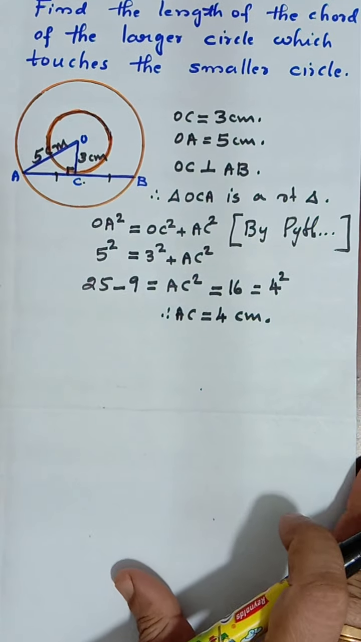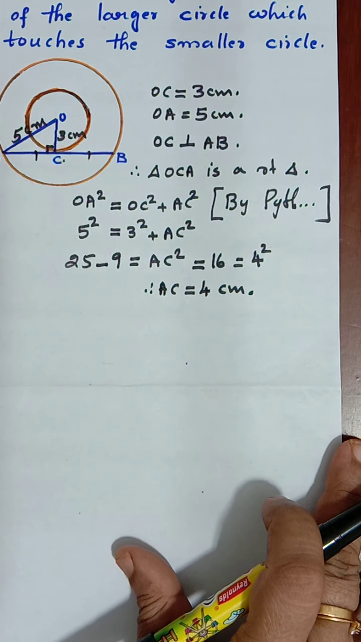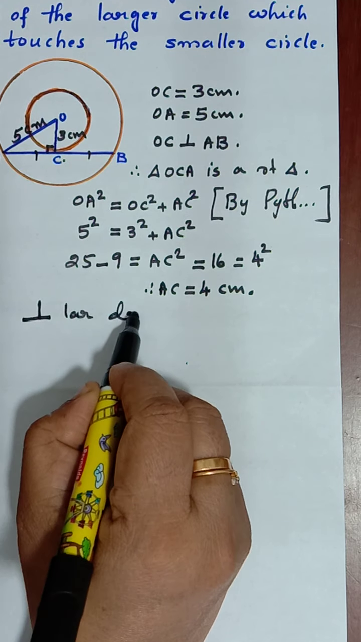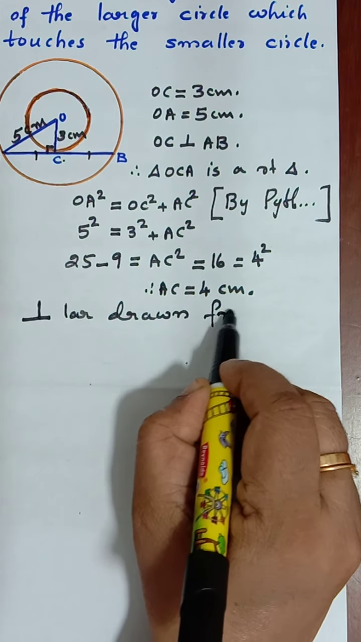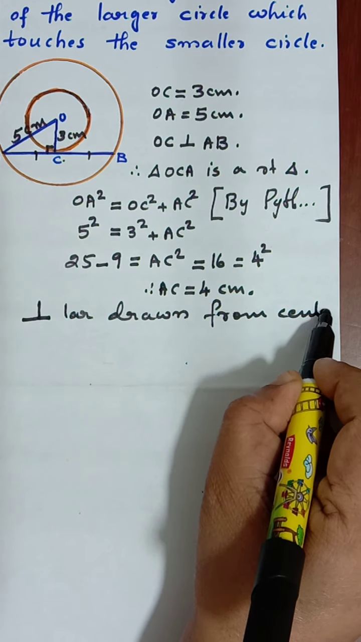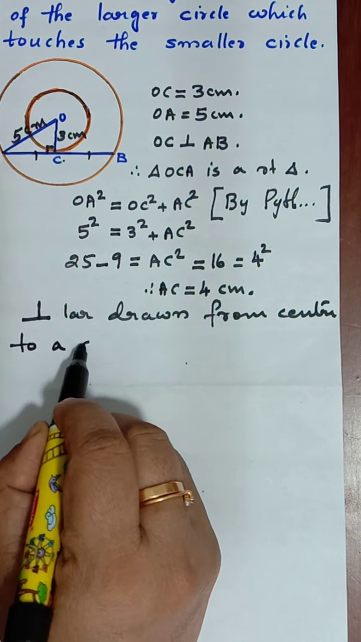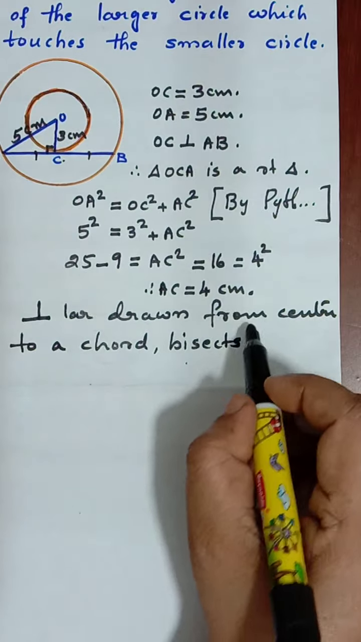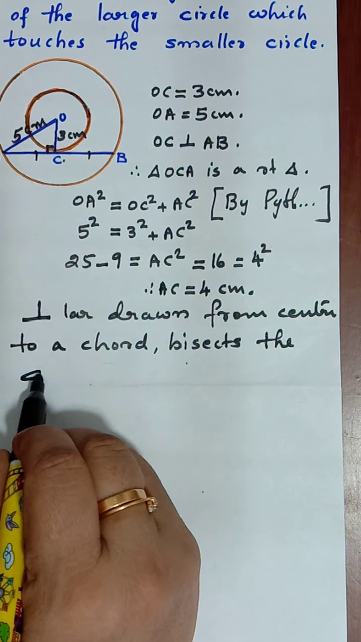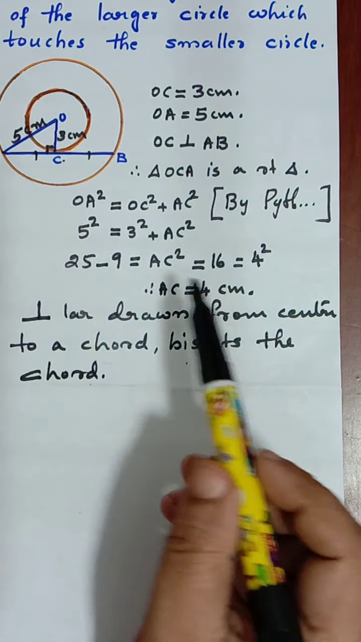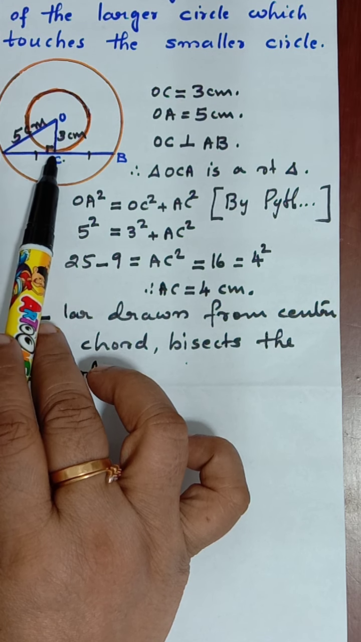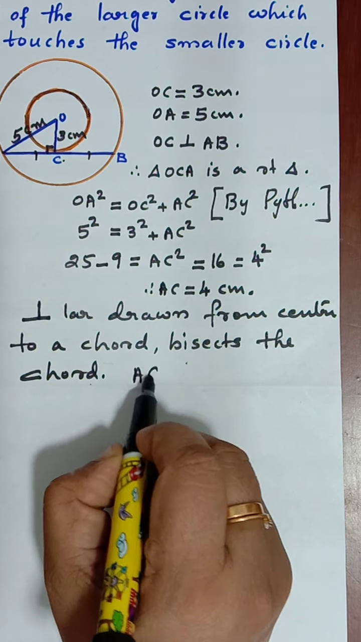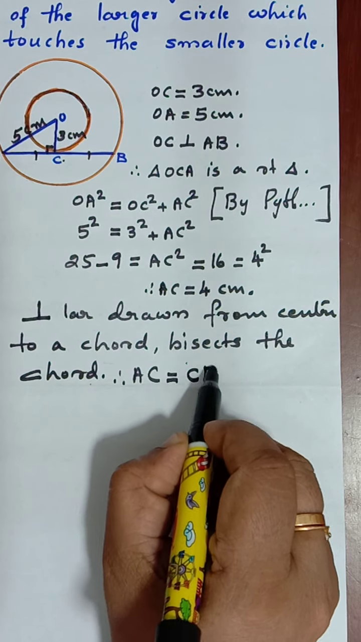An important point here is, as I told you, 9th standard you have learned what is that? Perpendicular, we have to write like this. Perpendicular drawn from center to a chord bisects the chord. Bisects the chord. That means making it into two equal parts. So here you can see that perpendicular drawn is OC, radius perpendicular to the chord. It bisects. That means AC is equal to CB.